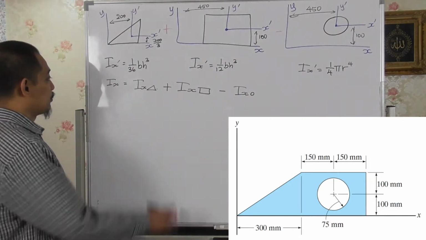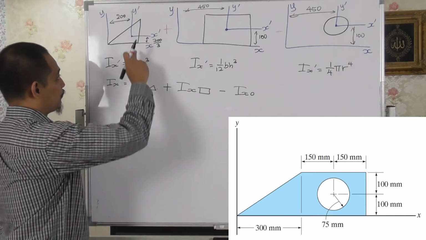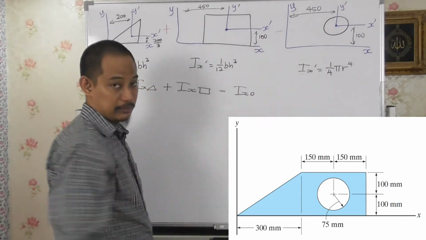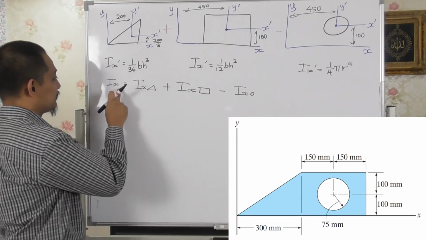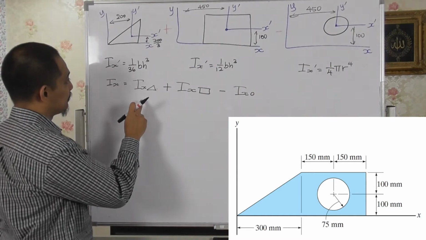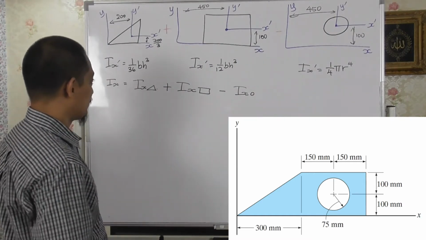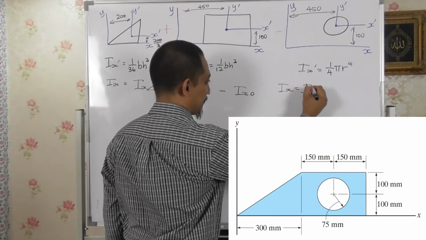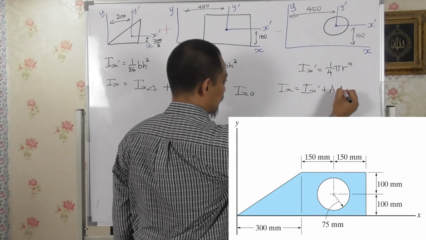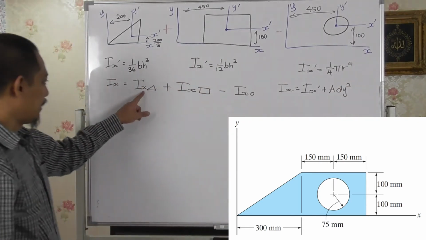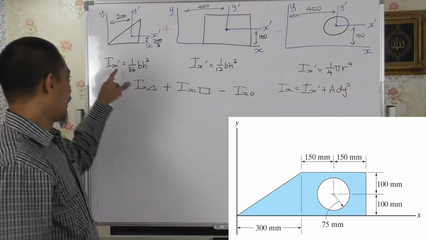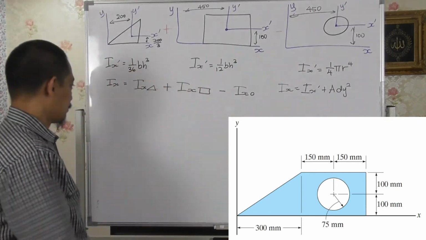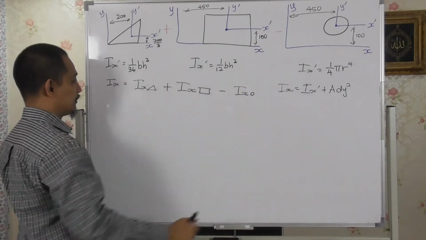All right, so we will try to do this. Meaning that you want to find Ix of this one plus Ix of this one minus Ix of that one. And for each Ix, we have Ix prime plus A dy squared. So for Ix of the triangle, you have Ix prime plus A dy squared. Same here. So we'll calculate down here for these three shapes.